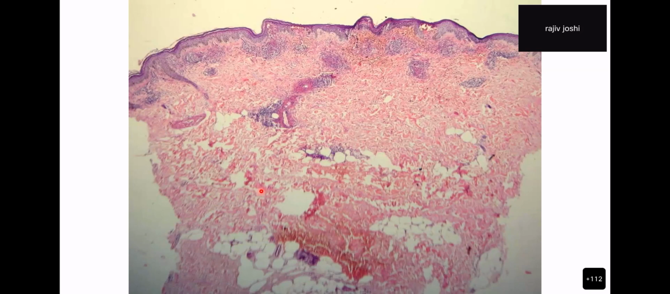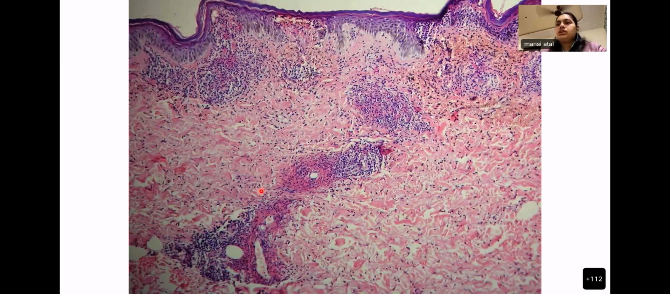The H&E stained section from skin biopsy shows unremarkable epidermis, and on this scanner view, we can see that there is a moderate to dense inflammatory infiltrate in the perivascular as well as dermal area.